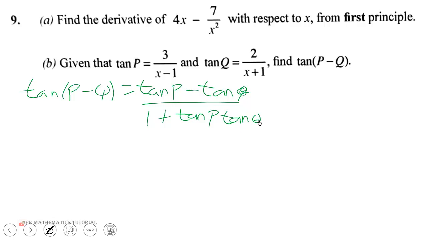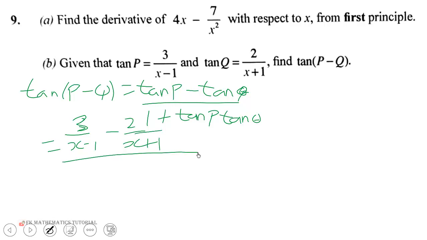So we just have to do substitution. So tan p is 3 over x minus 1, and tan q is 2 over x plus 1, all over 1 plus tan p, which is 3 over x minus 1, times 2 over x plus 1.